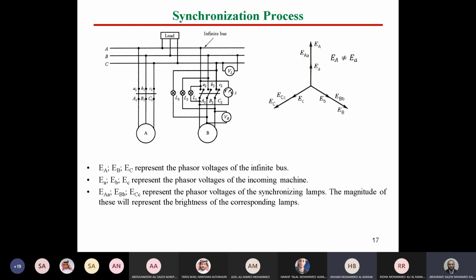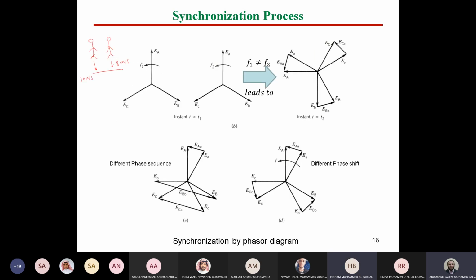Sorry, doctor. The 4 conditions are the frequency, phase shift, voltage, and phase sequence? Yes, exactly. Voltage, frequency, phase shift, phase sequence. Okay. Thank you, doctor. Welcome.